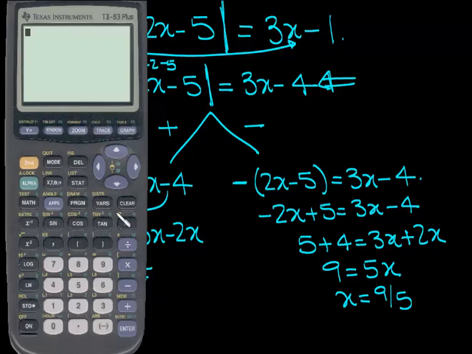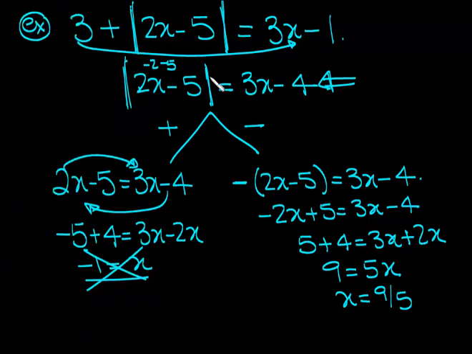Alright, so the first thing we need to do is store this into our x like we normally do. So we go 9 divided by 5, store x. Okay. Then what do we need to do? We need to take the absolute value of 2x minus 5. So here's how you do that.